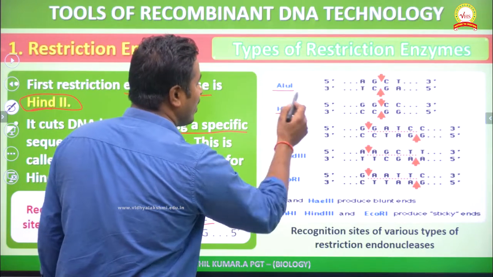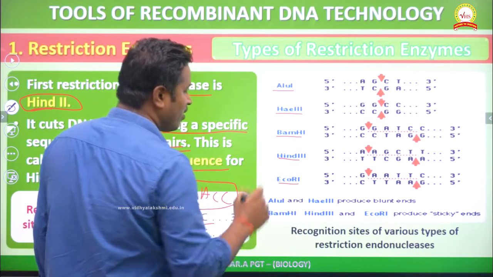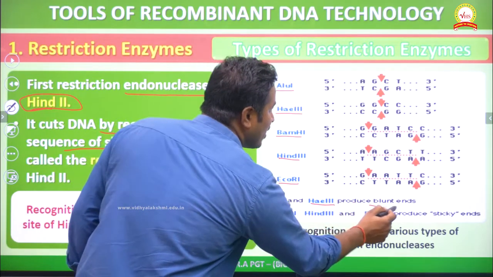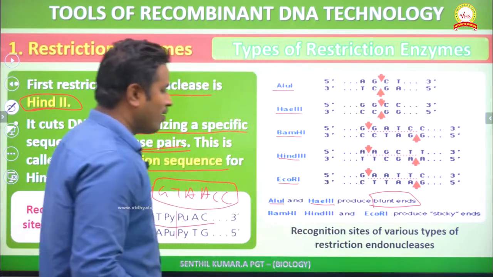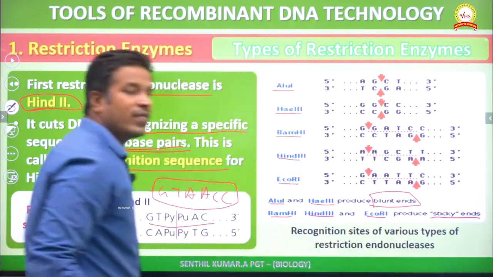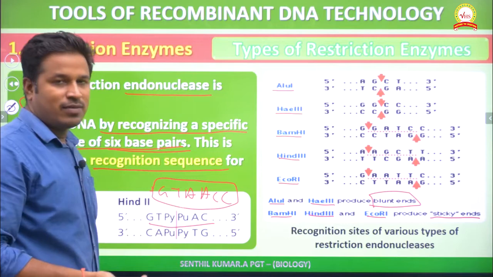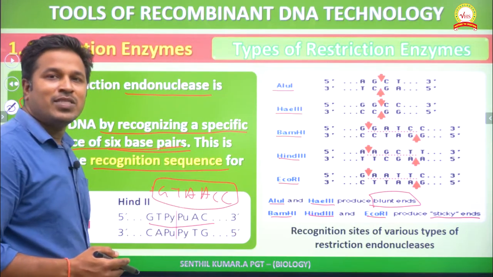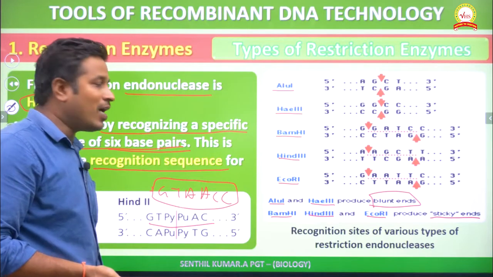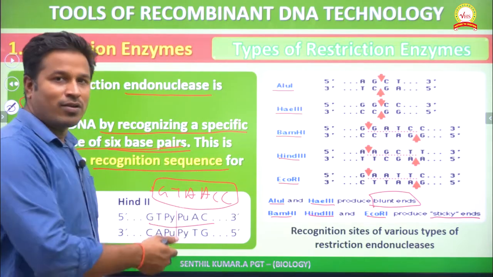AluI, HaeIII, BamHI, HindIII, EcoRI. Among these, AluI and HaeIII produce the blunt end, but BamHI, HindIII and EcoRI produce the sticky end. So depending upon the restriction enzyme, its function also differs. Some restriction enzymes produce a blunt end and some produce a sticky end. About the blunt end and sticky end, we are going to discuss a little later.